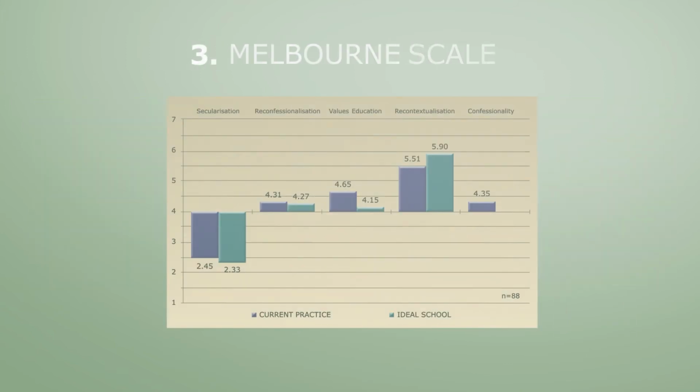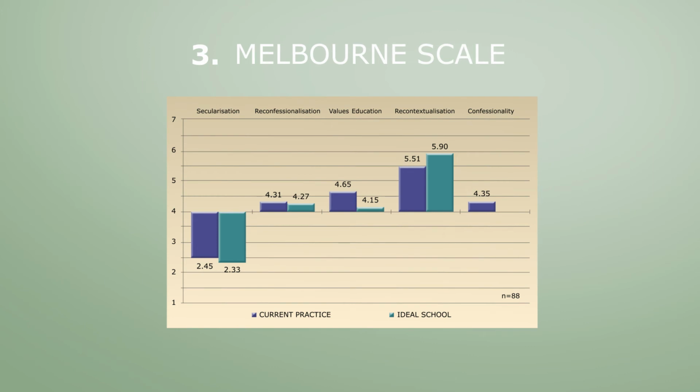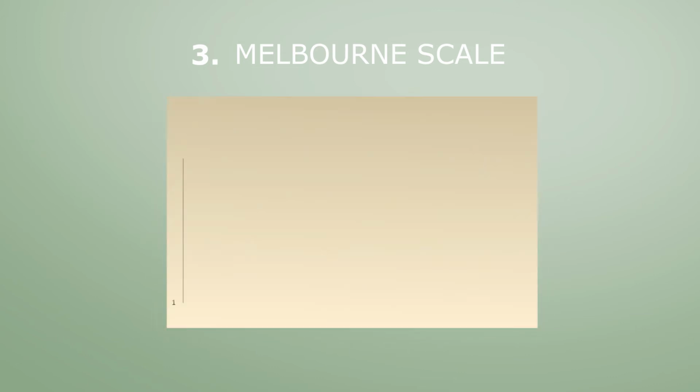The third scale is the MELBOURNE scale. These graphs all have a light brown background color. Again, this is the scale means graph. On the left is the y-axis with the response options 1 to 7. The dividing line at number 4 is the turning point.